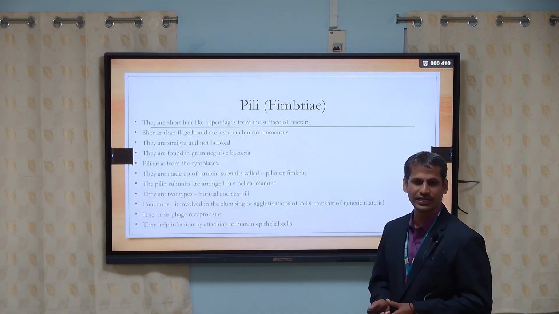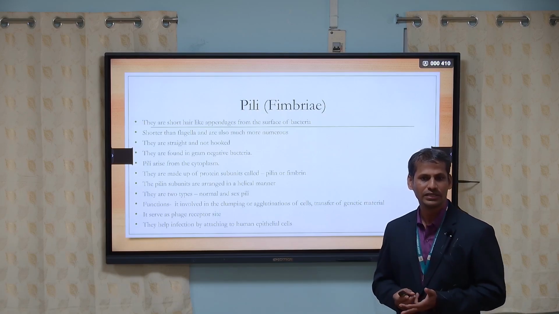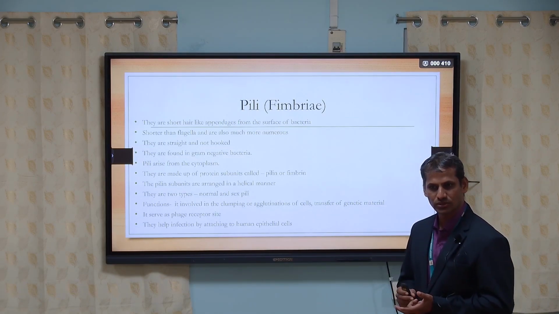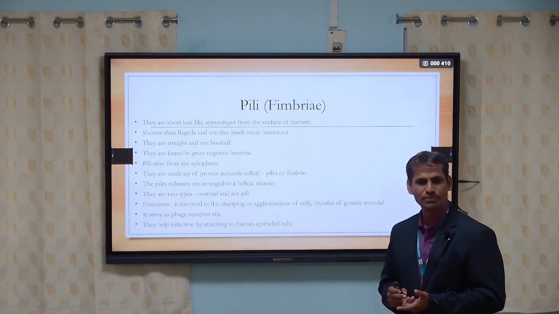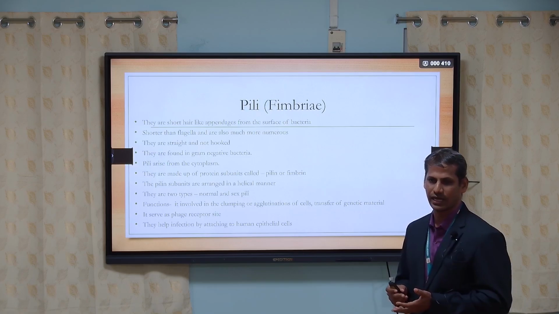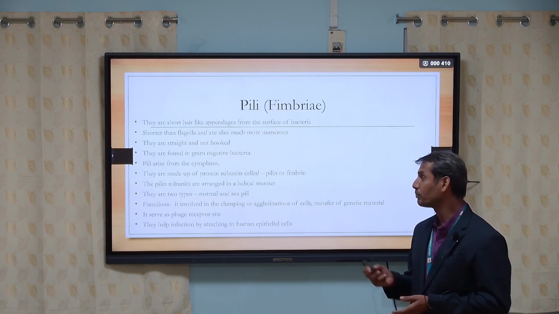So today we have discussed the bacterial cell structure. It involves the capsule, cell wall, plasma membrane, ribosomes, mesosomes, flagella, and fimbriae. This is the bacterial cell structure, students.